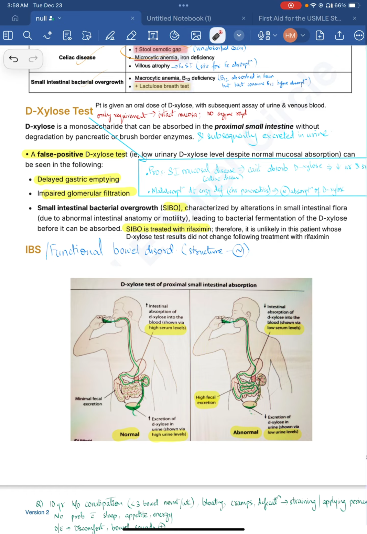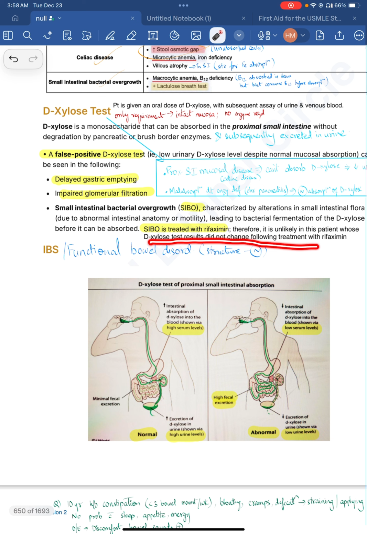How do you treat small intestinal bacterial overgrowth? You just give them an antibiotic, that is rifaximin. You can give the patient rifaximin and then again test for the D xylose test. If the D xylose test comes back positive even after giving rifaximin, then that means this patient did not have any small intestinal bacterial overgrowth. If the D xylose test did not change following treatment with rifaximin, then it is unlikely.